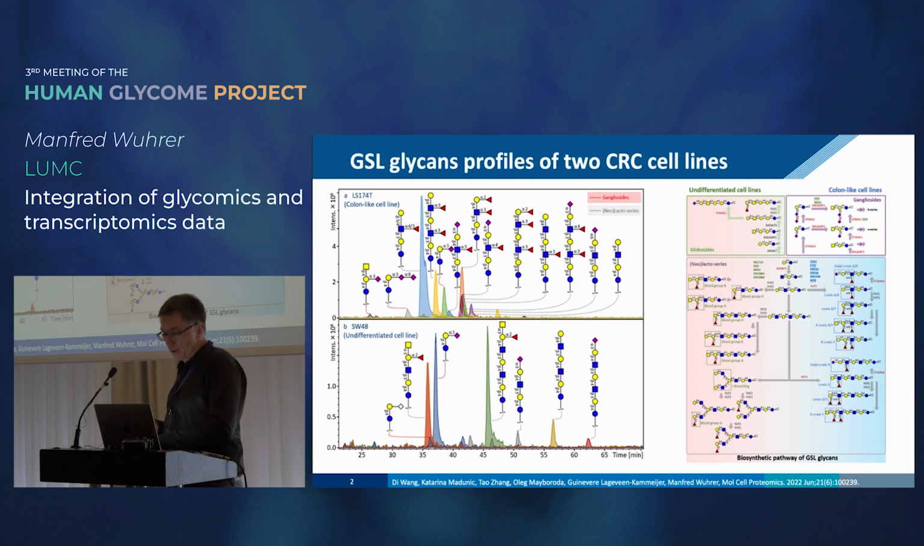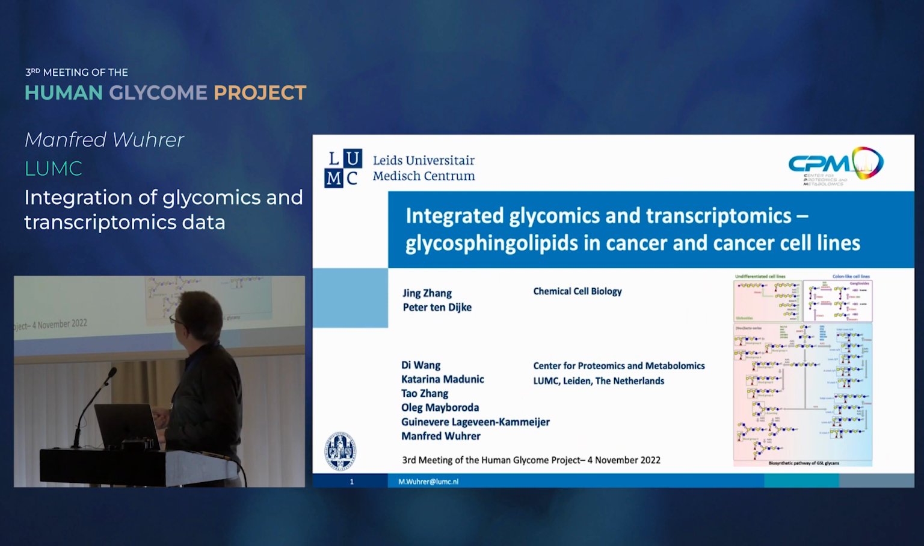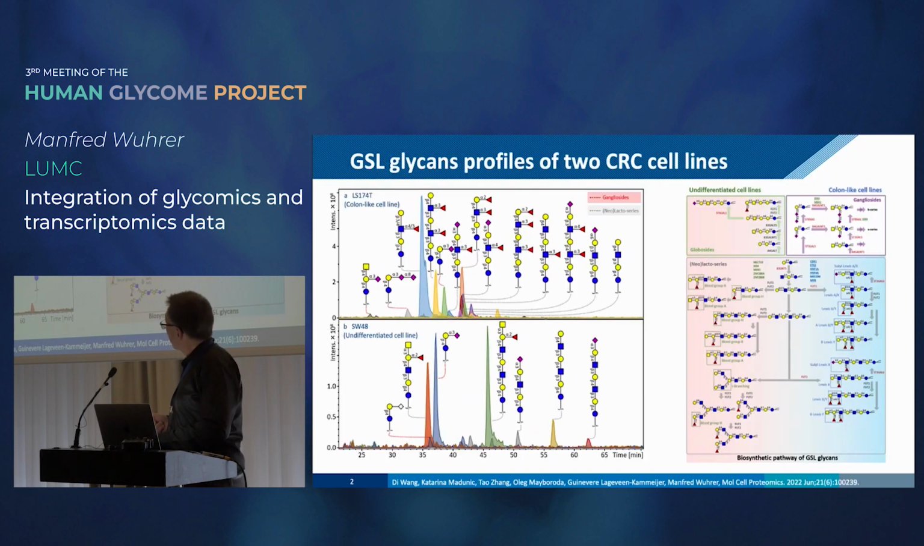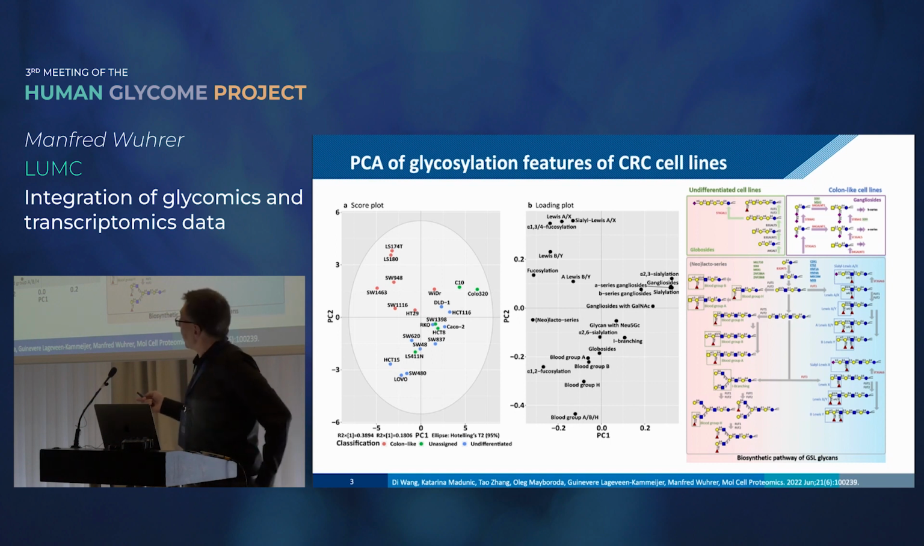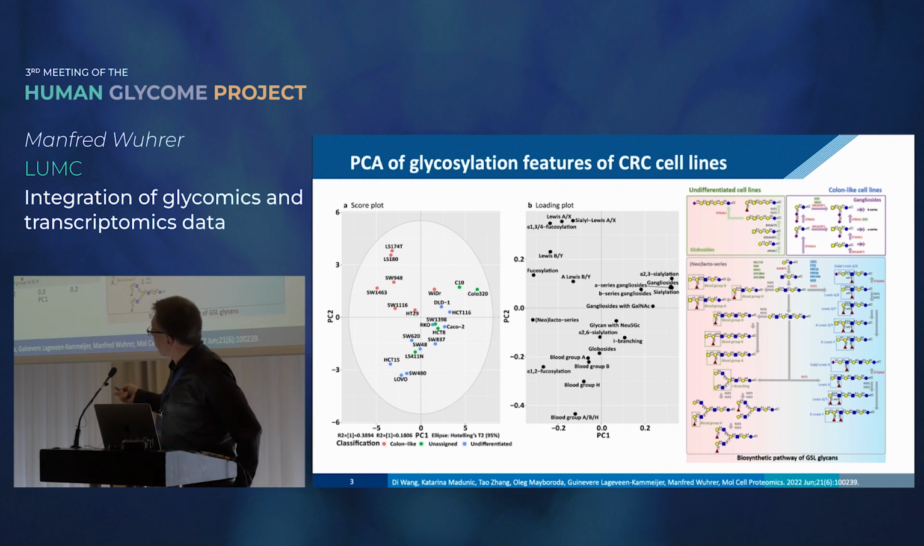Of course, we did not only do two cell lines, but some more, if I go in the right direction. And that's shown here in a PCA plot. In red, we see the colon-like cell lines. You see we did some 20 cell lines, or some more. And then the undifferentiated ones are down here in the right bottom corner.